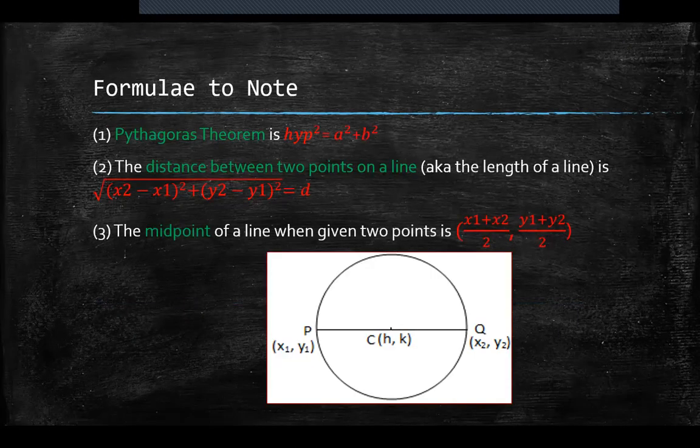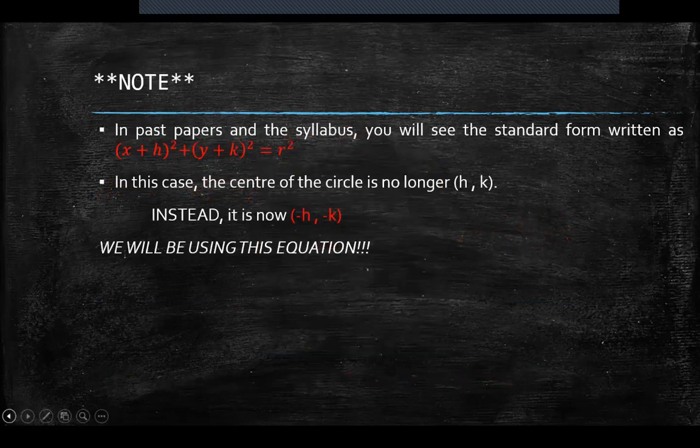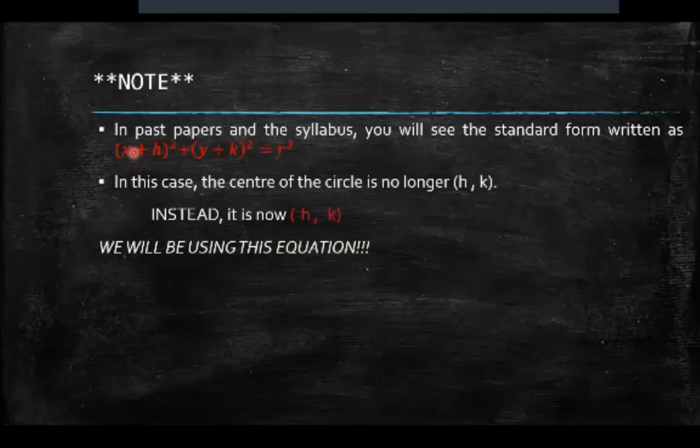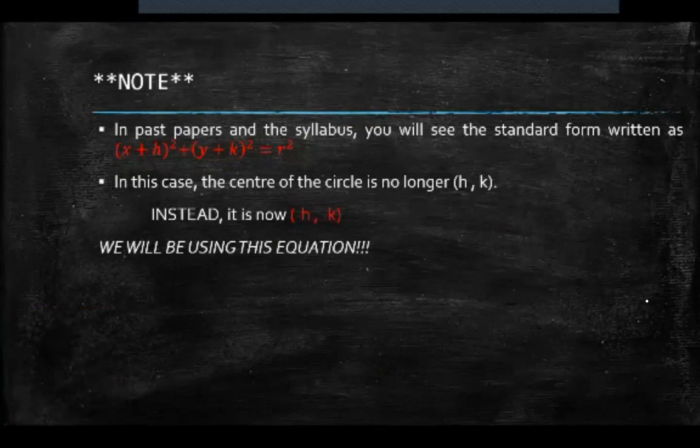So we went through what the standard form is, and we said that this is the standard form that you see in your past papers. So this is the one that we learned in brackets, x plus h squared plus y plus k squared is equal to r squared.